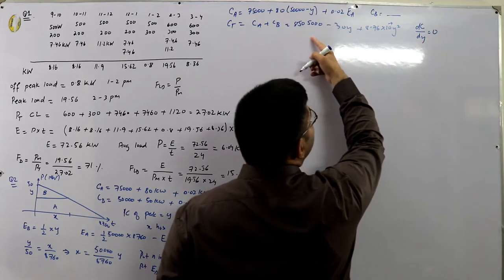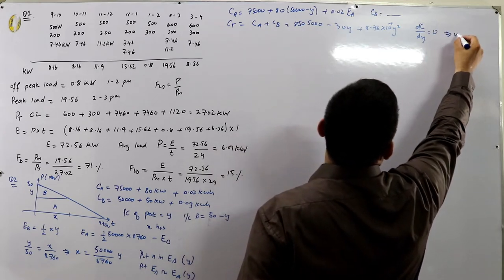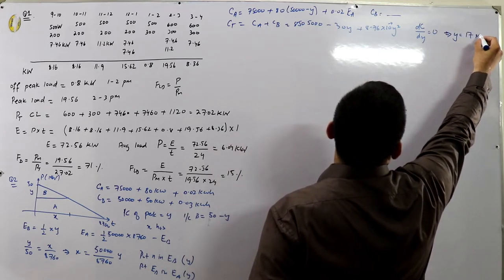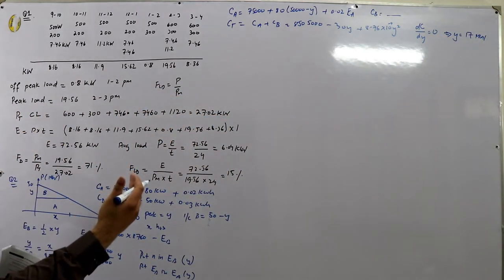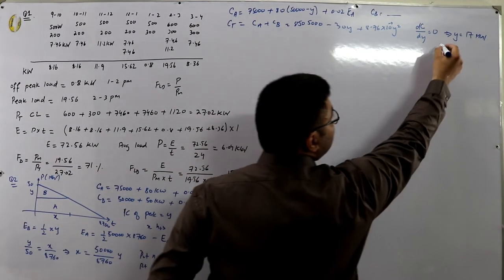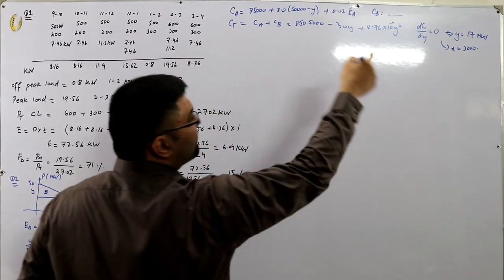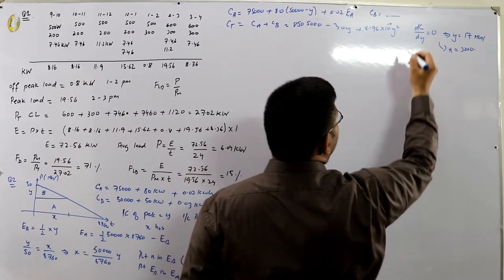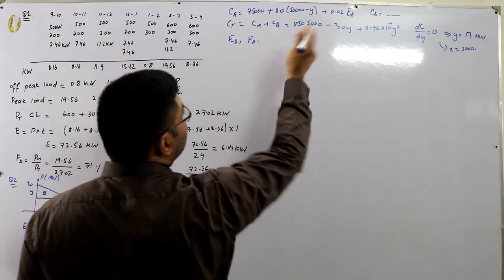Have a look, you take the derivative, you have a Y. So from here you will have a value of Y that comes out to be 17 megawatts, something like this. You've got the value of Y. If you have Y, you can find out X from this value, which comes out to be 3000. If you have Y, you have X, you can find out EB, you can find out EA, whatever you want to find out.